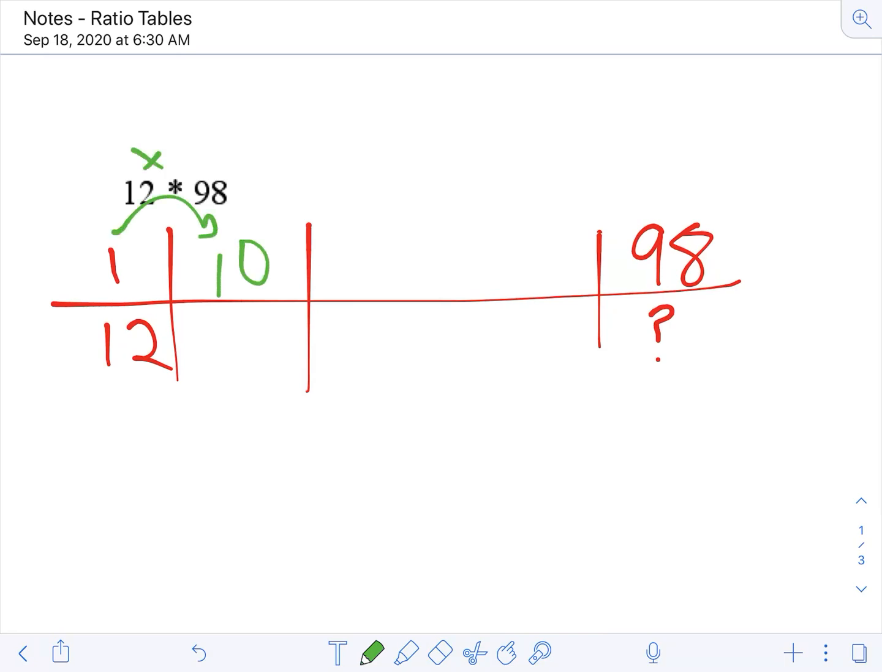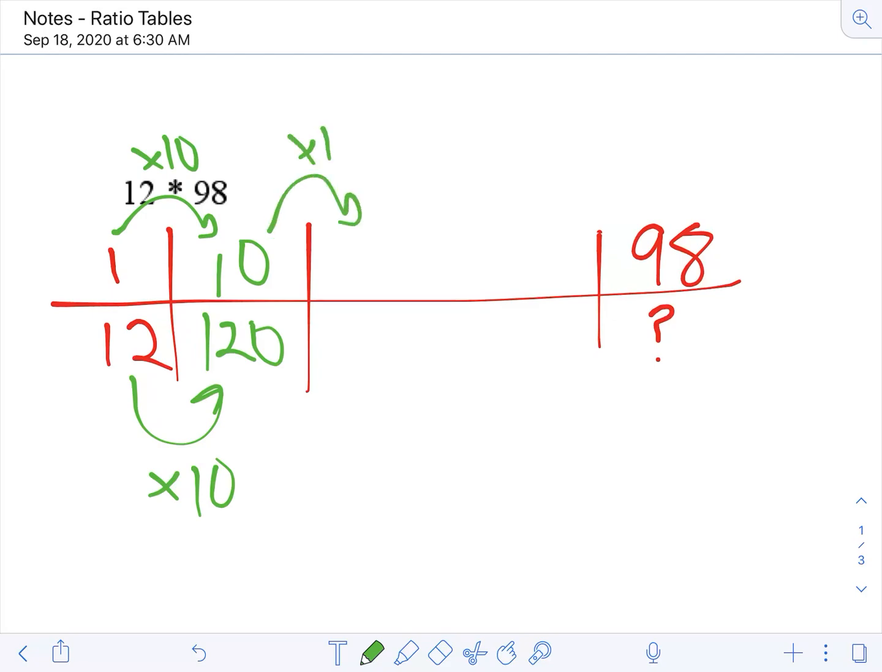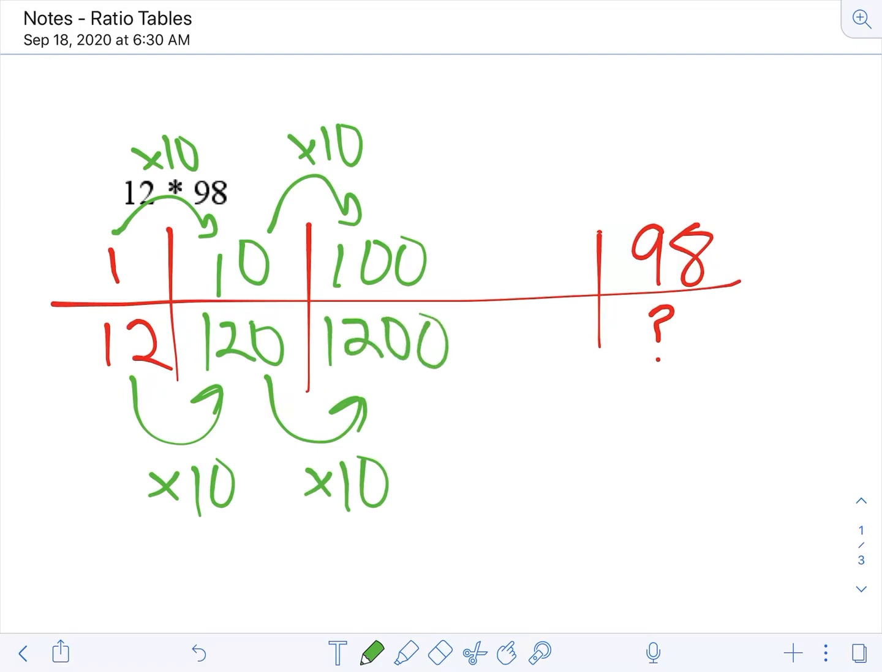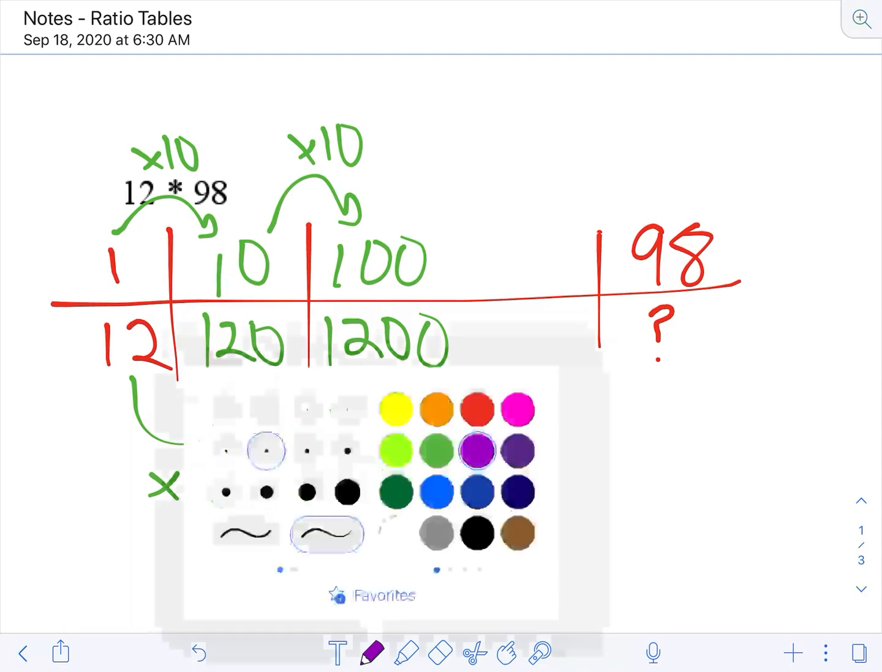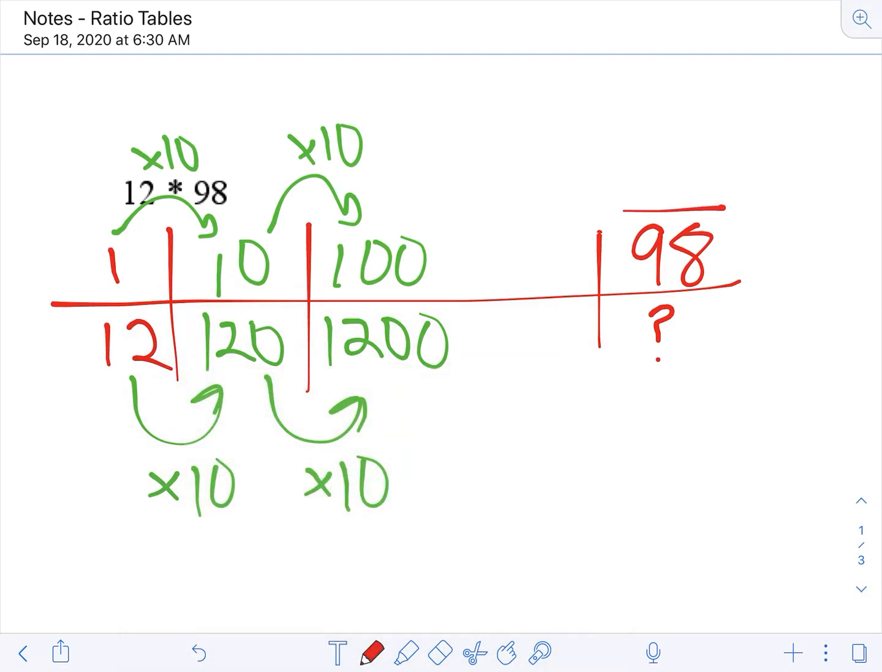1 times 10 is 10. 12 times 10 is 120. So then if I multiply by 10 again, I get 100. And 120 times 10, again, is 1200. So that means my answer is super duper close to 1200. So now the question is, how far is 98 from 100? Well, it's 2.